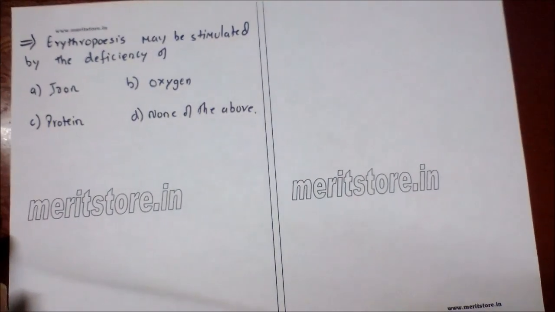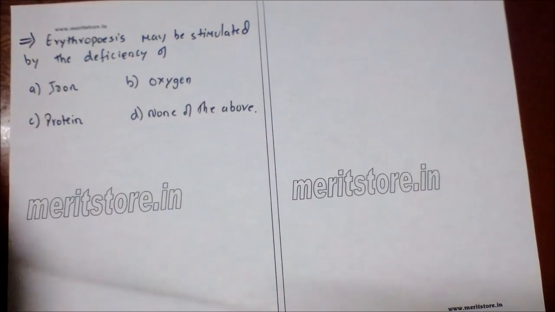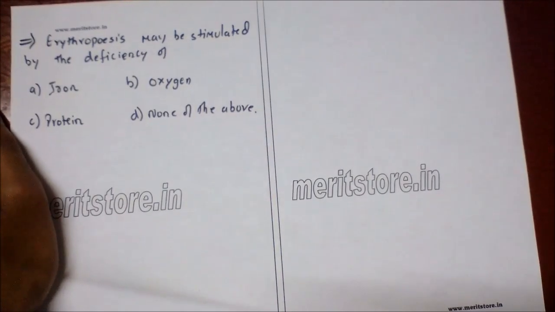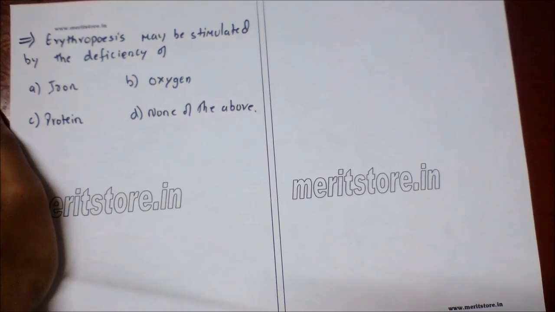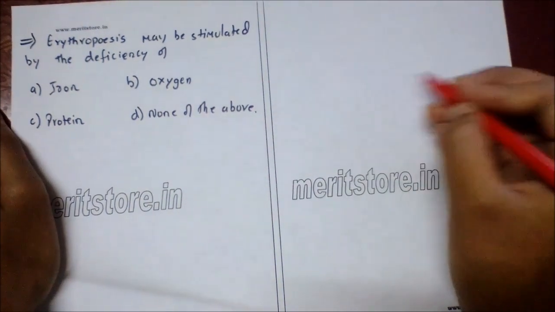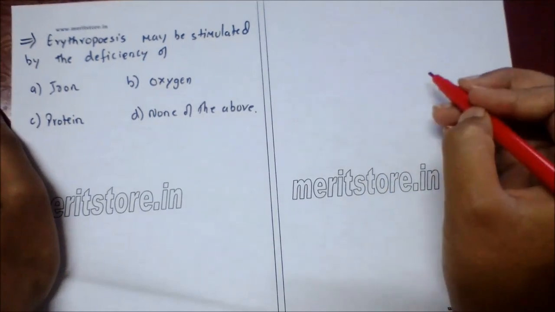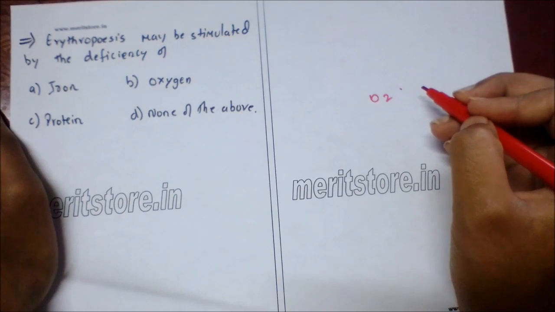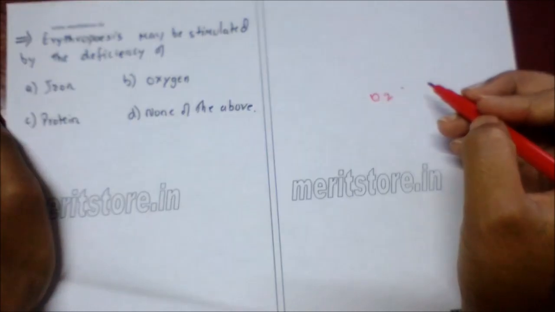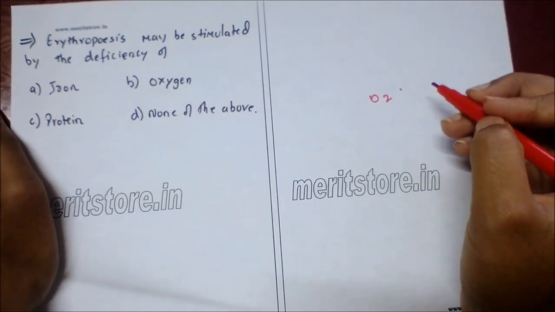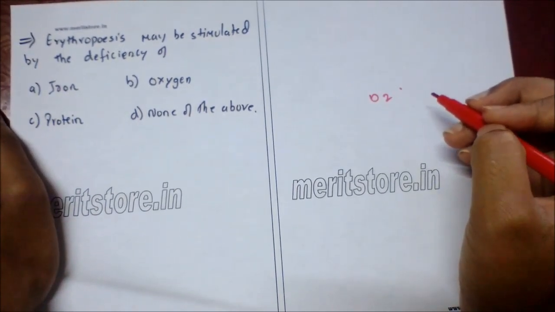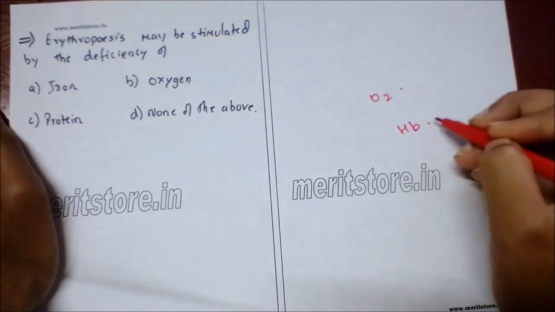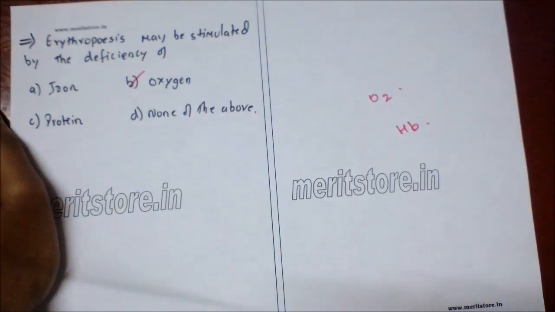Erythropoiesis may be stimulated by the deficiency of A, iron, B, oxygen, C, protein, D, none of these. So the most important factor controlling the rate of red cell production, that is erythropoiesis, is the oxygen content of the arterial blood. So it is oxygen. A decrease in oxygen content stimulates erythropoiesis. Oxygen needs to be supplied to different organs, which is the responsibility of the RBC, which contains the pigment hemoglobin. So option B is the correct answer.